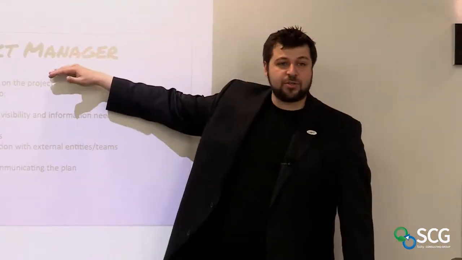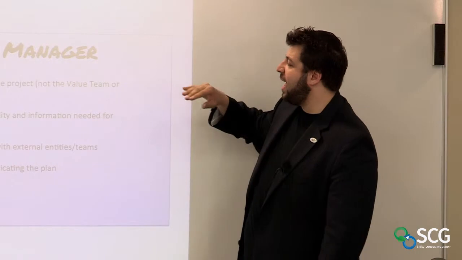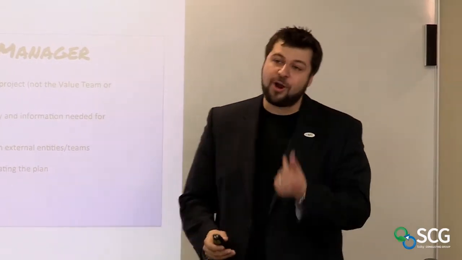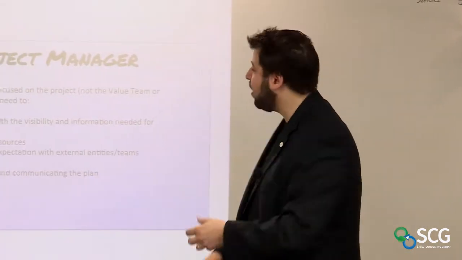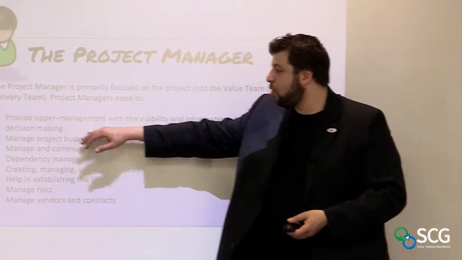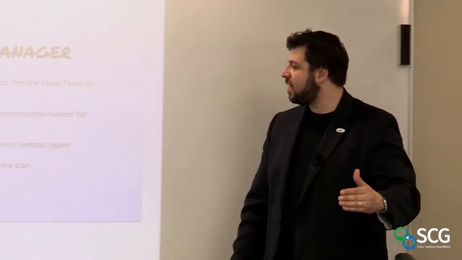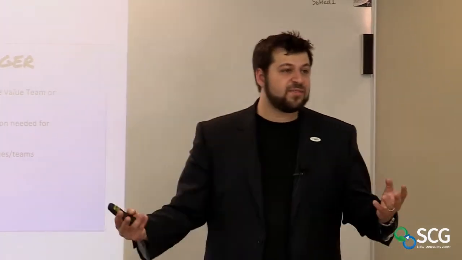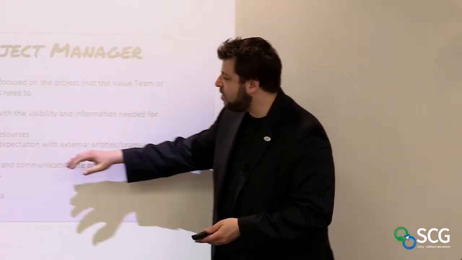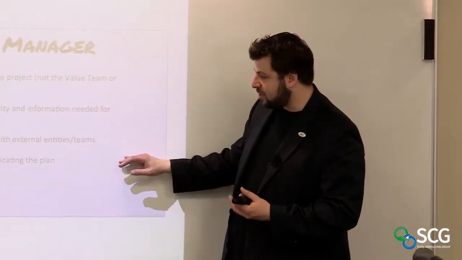Now, the project manager sits on the value team, I believe, and their primary focus is the project. Not the delivery team or the value team, the project. There is a third entity called the project, right? So the project manager needs to provide upper management with the visibility and information needed for decision making, okay? Manage project budget and resources. Who does that? It's definitely not the Scrum Master nor the product owner, right? Nor the value team facilitator. Who does this stuff? Manage communication and expectation with external entities.